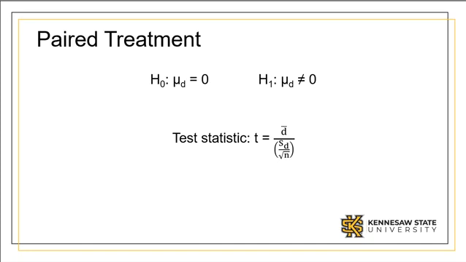Note that the paired treatment method will often show a more significant difference because the standard deviation of the differences includes no sample-to-sample variation. As a result, the paired treatment t-test is a more sensitive test than the independent t-test. The test statistic formula consists of the mean of the differences, d bar, the standard deviation of the differences, and the number of differences, or the sample size.